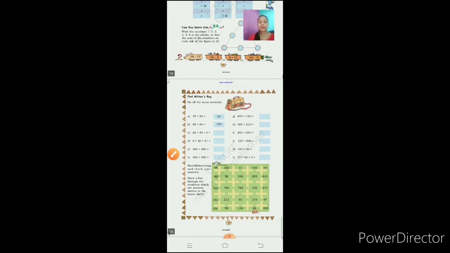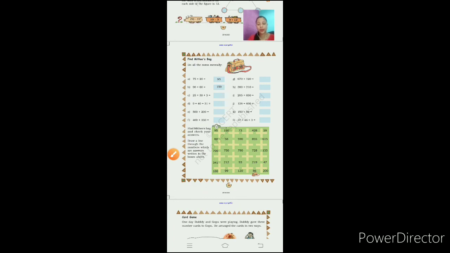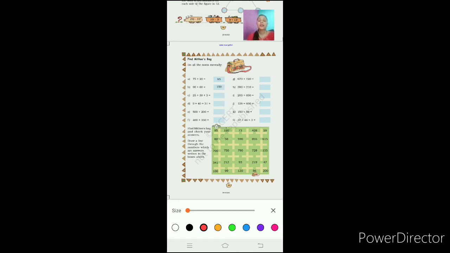Okay. Now next, page number 44 is Find Mithu's Bag, and it's an activity and it's very interesting. Do all the sums mentally. You have to do these only in your mind. Okay, now I am not doing anything on this screen. You have to do it on your own and find Mithu's bag. How? 75 plus 20, at 10's place and 1's place. Okay, so it's 95. Where is 95? Here. Now 90 plus 60 is 150.